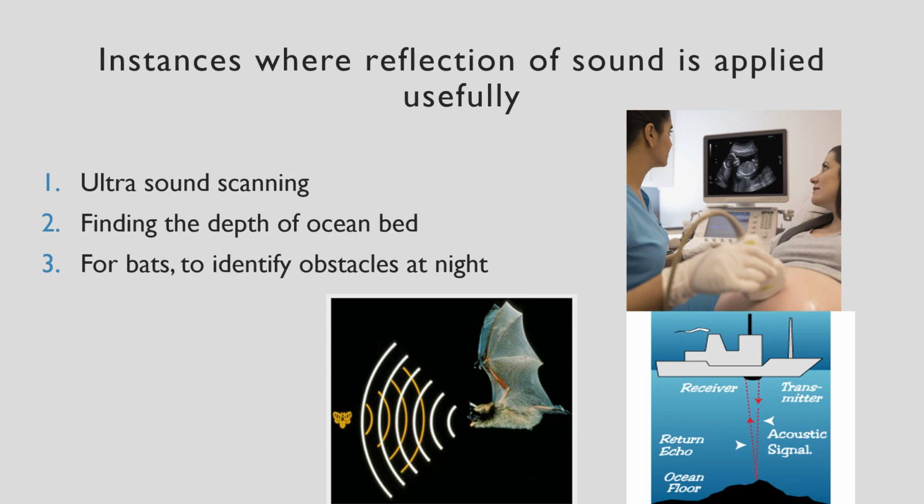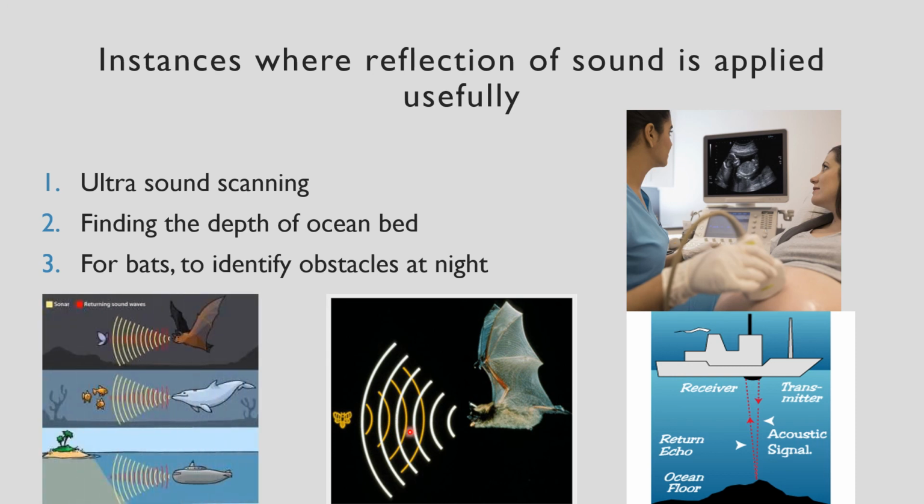So bats produce this ultrasound. In this diagram, the ultrasounds produced by the bat are denoted by this white color, and they hit the obstacle or the prey, and the reflected sound waves are denoted by this yellow color. The bat detects the reflected sound waves, and it images the distance to the obstacle or the prey and the nature of the obstacle or the prey using these reflected sound waves.